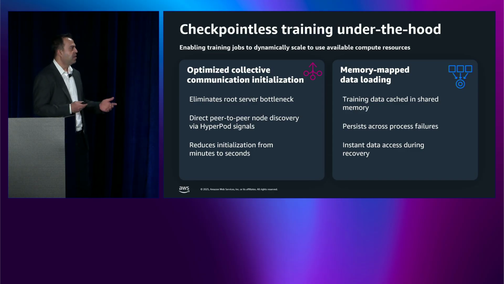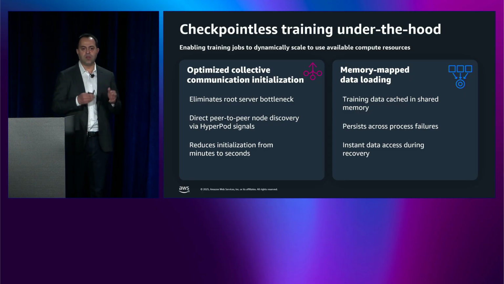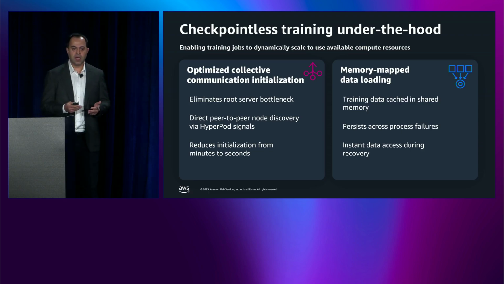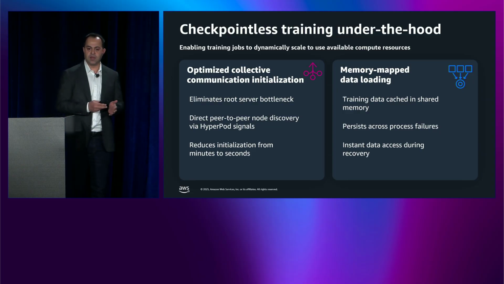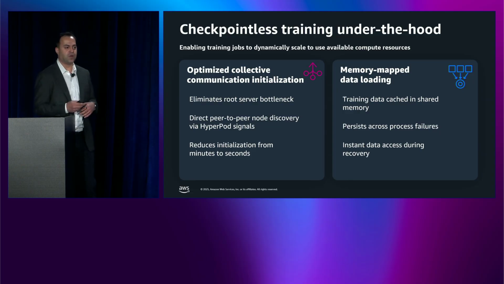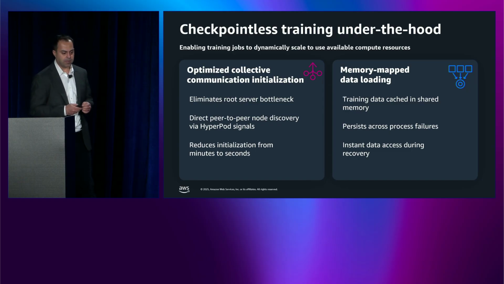The second is memory map data loading. When you're resuming training, your training process needs access to training data. And many times you have data pipelines that require pre-processing, and it can take several minutes for you to pre-process that data and actually make it available to your training process.